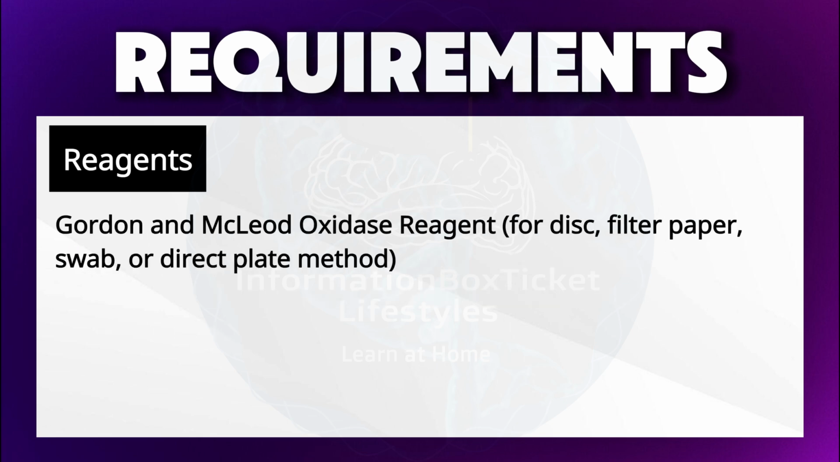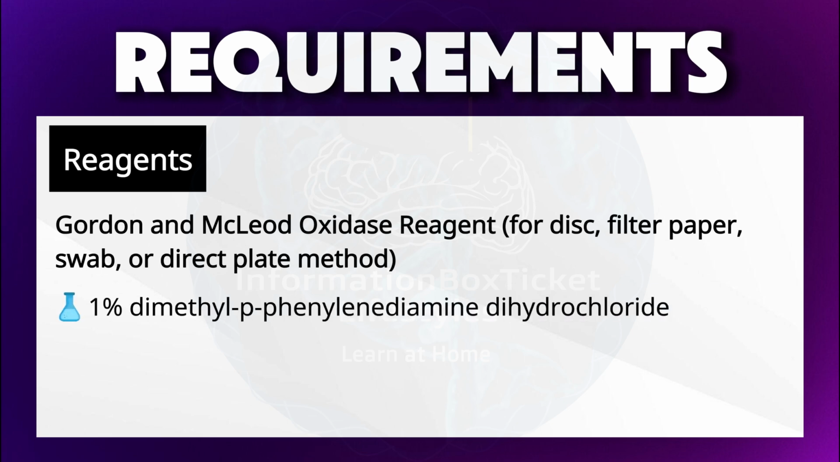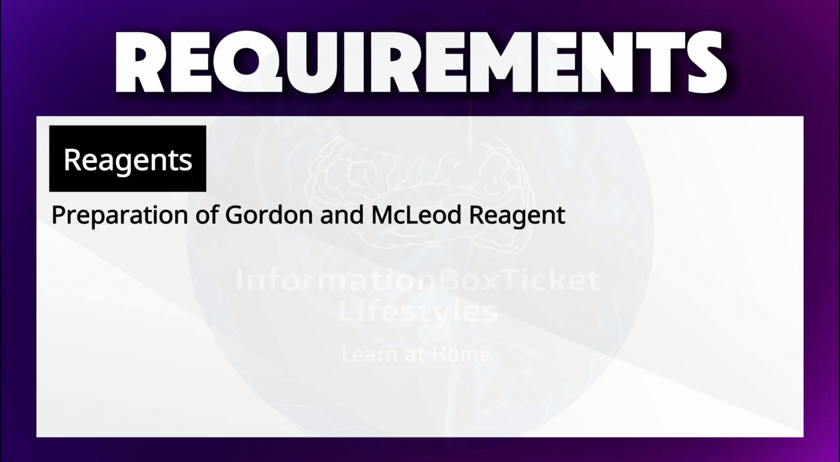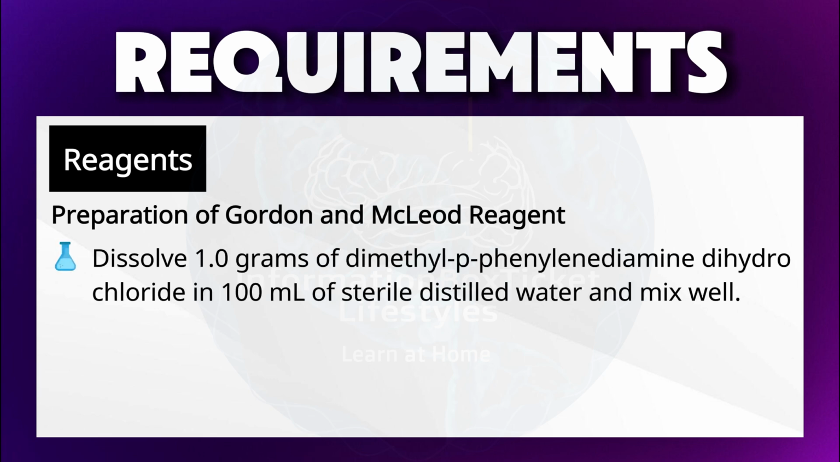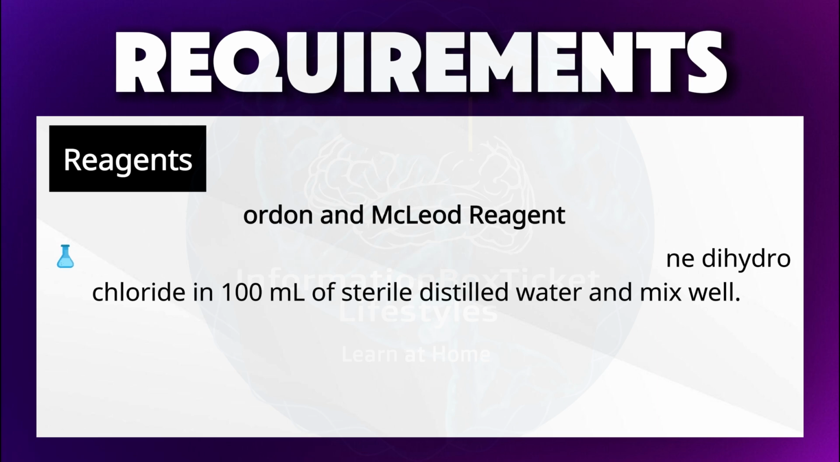Gordon and MacLeod oxidase reagent for disc, filter paper, swab, or direct plate method: 1% dimethylphenylenediamine dihydrochloride. Preparation of Gordon and MacLeod reagent. Dissolve 1.0 grams of dimethylphenylenediamine dihydrochloride in 100 ml of sterile distilled water and mix well.